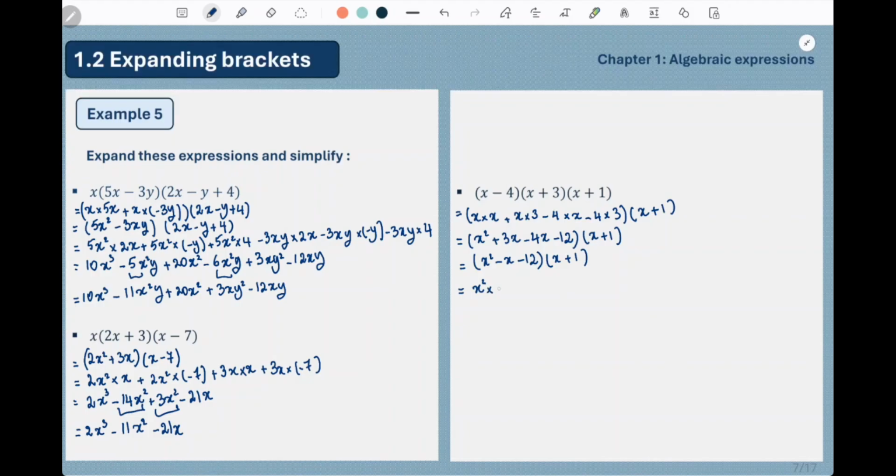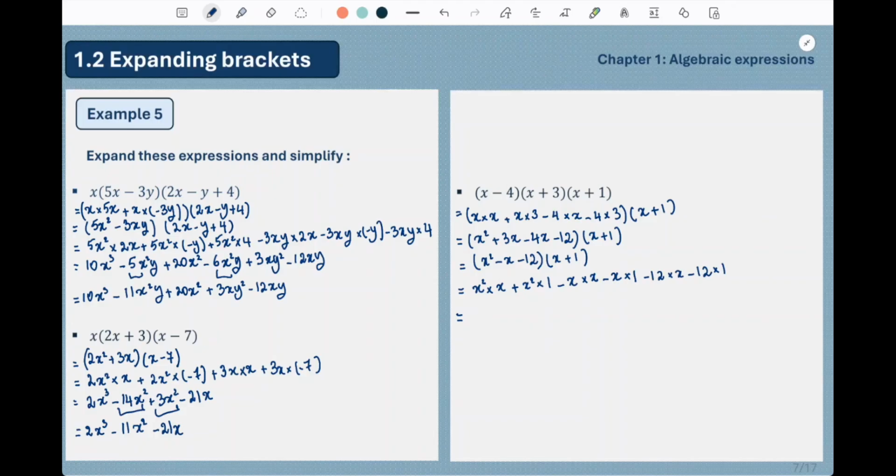So x squared times x plus x squared times 1. So I'm done with x squared. I'm going to move to minus x, which I'll multiply with everything else. Minus x times x, minus x times 1. And then I'll move on to minus 12. Minus 12 times x, minus 12 times 1. So I'm doing it in as many steps as possible.